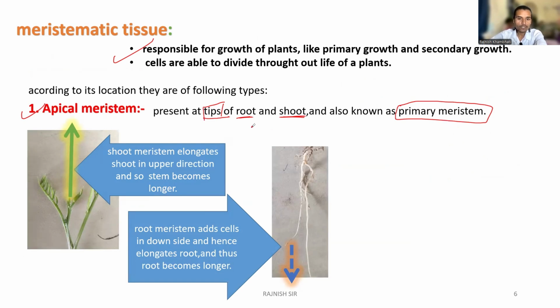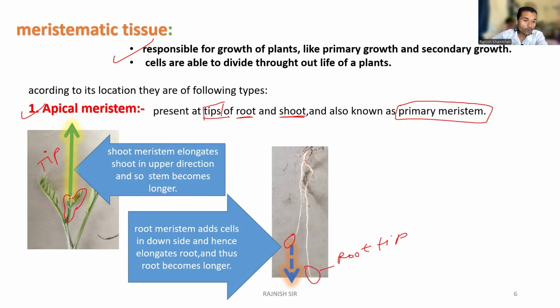Now let me show you in this diagram. You can see in this image, this is the stem. Now you can see this small bud-like structure. This is the apical meristem. So this is the tip. What is this? It's a shoot tip. And similarly, this is the root and this is the root tip. So at the tip, meristematic tissues are present.